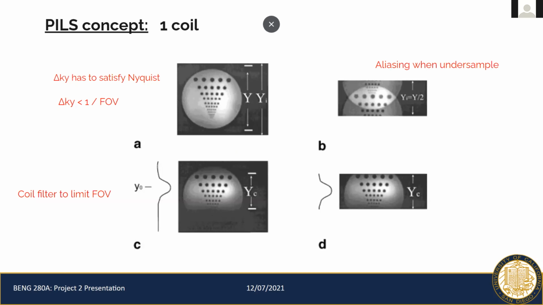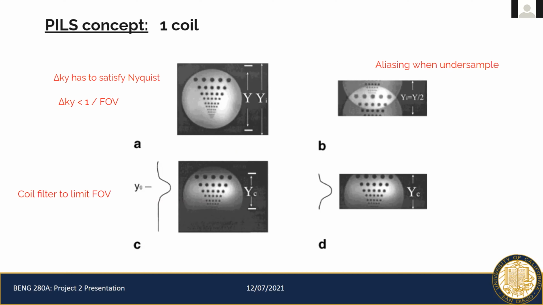So the PILS concept is parallel imaging with localized sensitivities. PILS is a method that does not require knowledge of the coil sensitivity profiles, and we'll see how. As we know, the sampling rate has to satisfy the Nyquist limit. Like in figure A right here, your delta KY has to be less than 1 over FOV, as we've seen in class. And then in B, you can see that when we undersample, there will be aliasing.